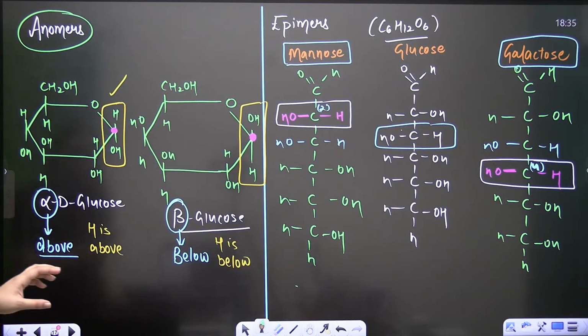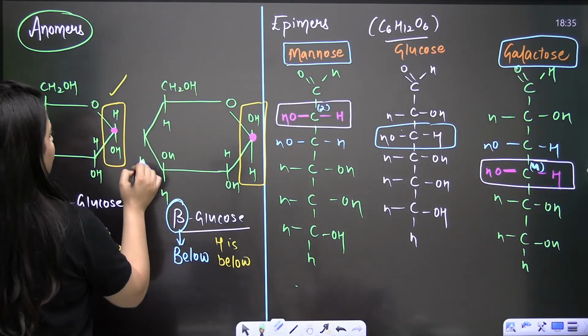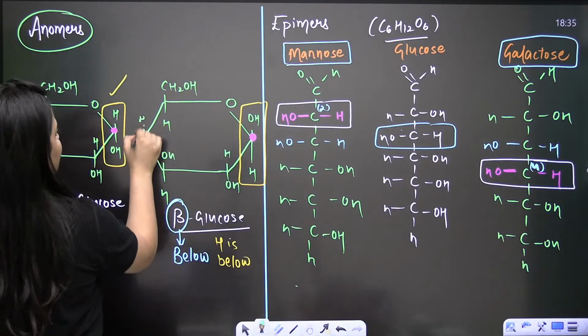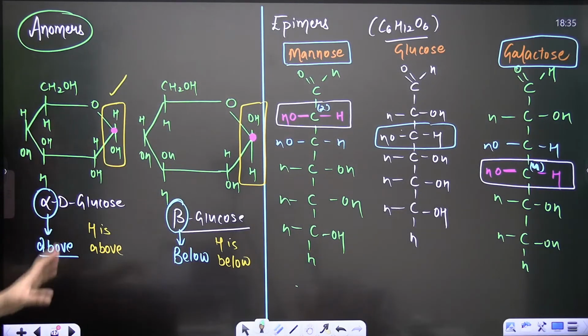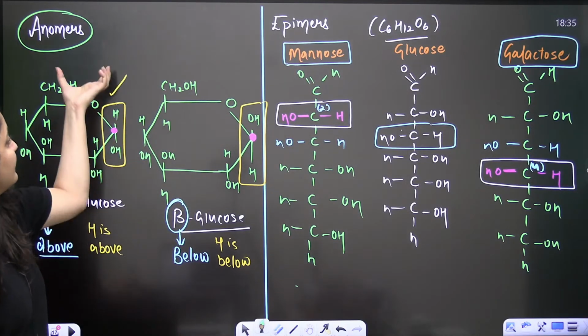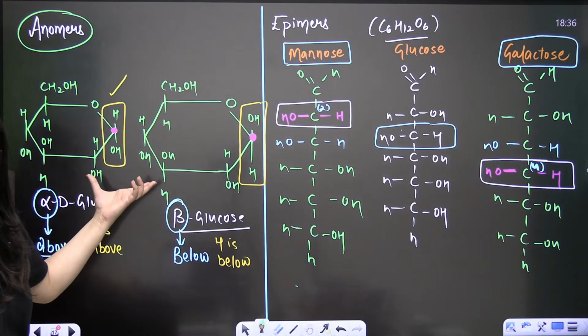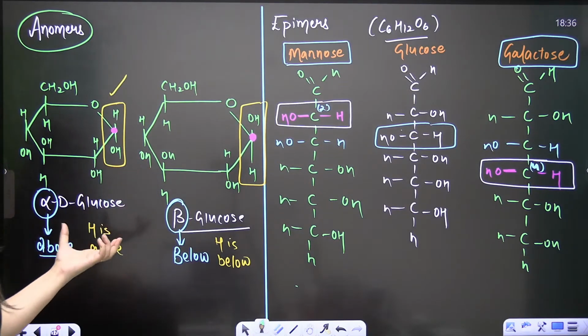Any confusion? So I think alpha, beta. See, here we need to do this. That's all. In the alpha beta case, in the anomers, you need to focus on the 1st carbon only. You need to focus on the 1st carbon only.